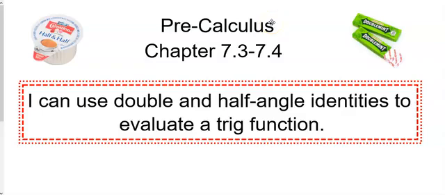Hi Pre-Calc students, this is Chapter 7, Sections 3 and 4, and in this lesson we're going to be learning about double angle and half angle identities in order to evaluate trig functions. Before we get going, something that I'm going to use a few times as we go through this lesson are our special right triangles, our 30, 60, 90s, and our 45, 45, 90s.